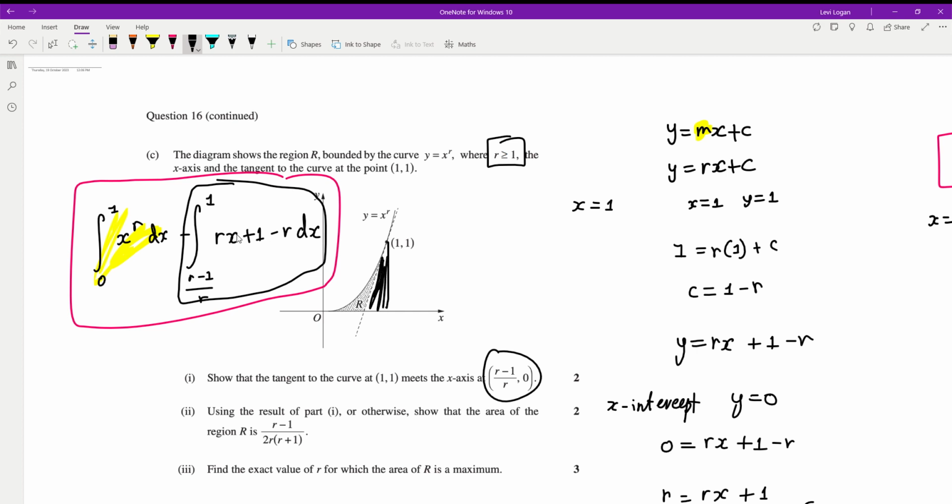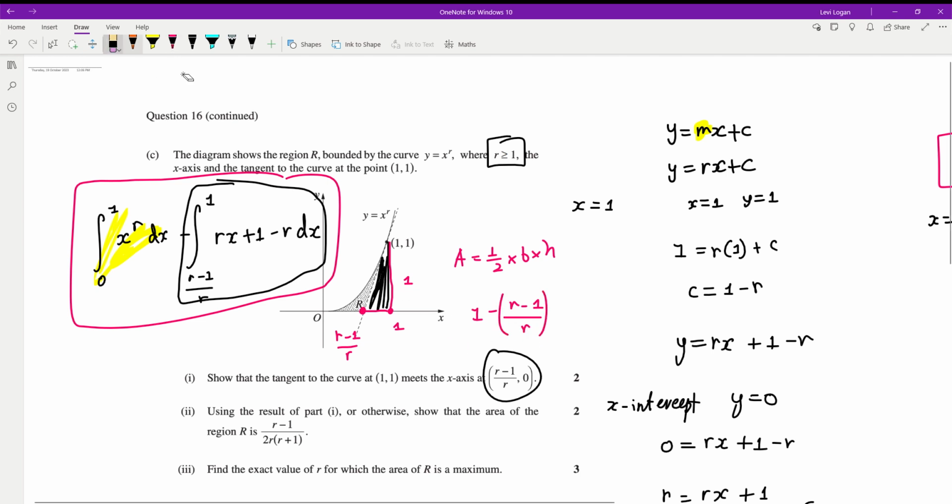Now this integral is going to be a bit hard to work out because we've got lots of r's and we'll get r squares and stuff. So an easier way to work it out is just to work out the length of this side times the height, which is 1, and then go area is a half times base times height. So that coordinate there we know is r minus 1 on r, and we know that coordinate is 1. So that means that length there is going to be 1 minus r minus 1 on r. Cool. So if I rub this stuff out now, because we don't need this anymore.